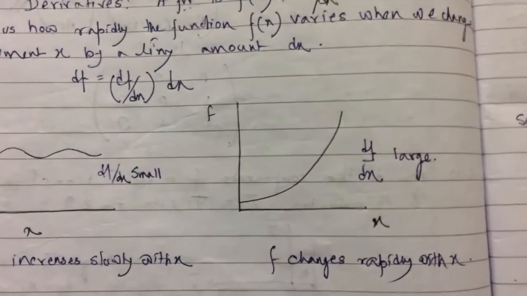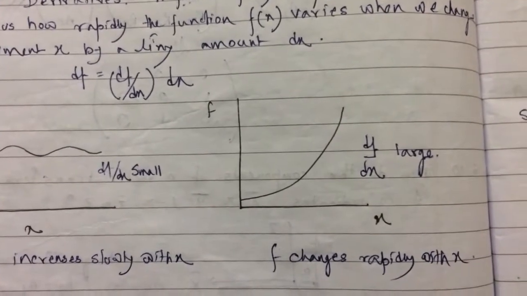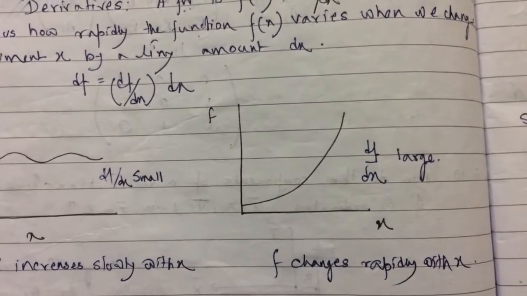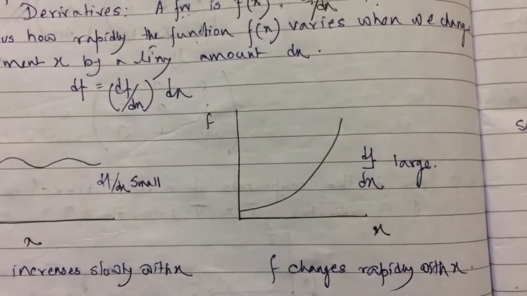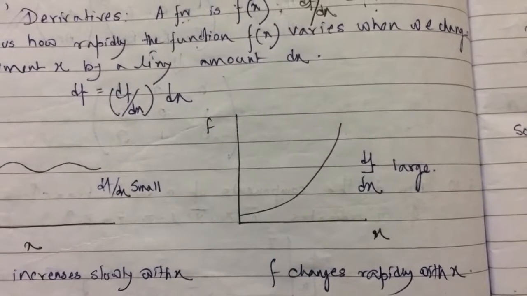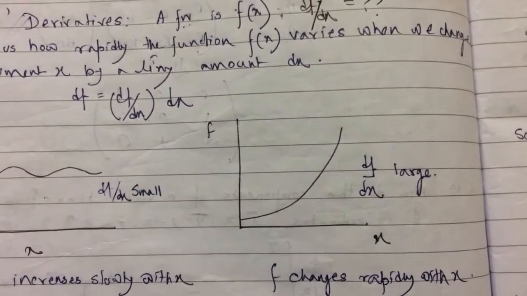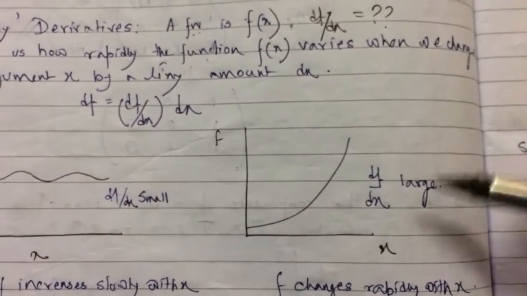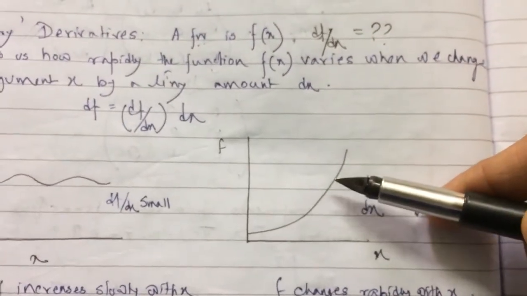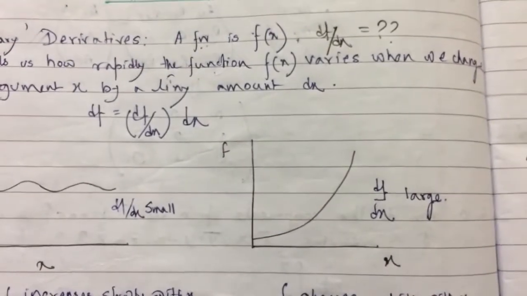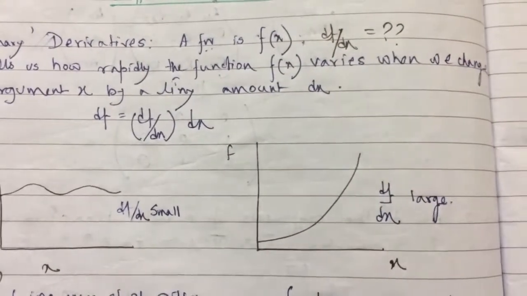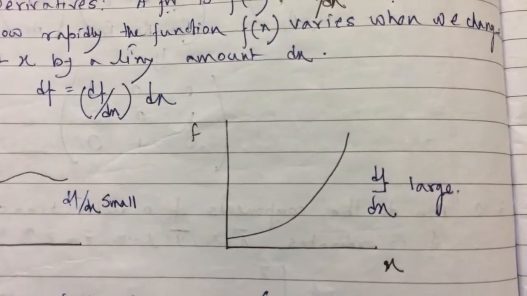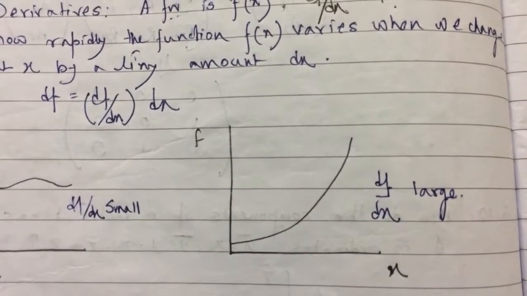Whereas for the second figure we can readily understand that this is a very steep one. That means if we change x with a very small amount, then f changes very sharply, very rapidly. For example, if we look into this region, so if we change x, then f changes very rapidly here.